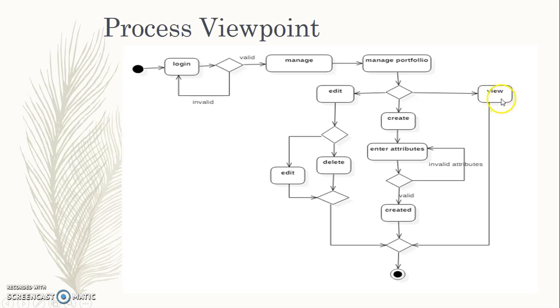The view means that the user can view the portfolio. The create means that the user can create the portfolio and enter the attribute. If the attribute is valid, then the portfolio is created. The next is edit. In edit, the user can edit the portfolio or delete the portfolio, and the program ends.